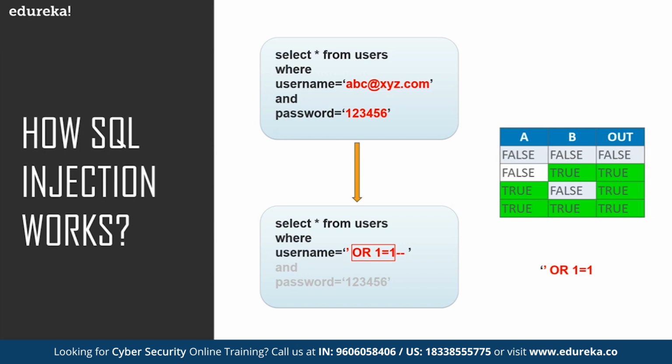Now what is the use of the extra double hyphen that I've used? The double hyphen is used to comment out the rest of the SQL query. And that's why I've faded out the and password part. So when I use double hyphen, it doesn't matter what the next part of the SQL query is. And as we've understood, the OR function returns true, so this SQL query returns true, meaning that the login is successful. So this is how SQL injection works.